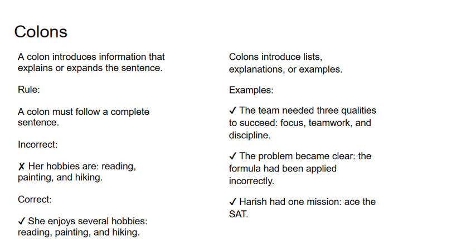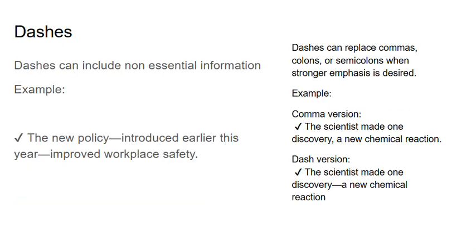Harish had one mission: ace the SAT. So what that's doing is clarifying what the mission was. Harish had one mission. Yeah, that's a complete and independent thought, but it makes you want to know what the mission was. So that's why we're using the colon in order to clarify what that mission was.